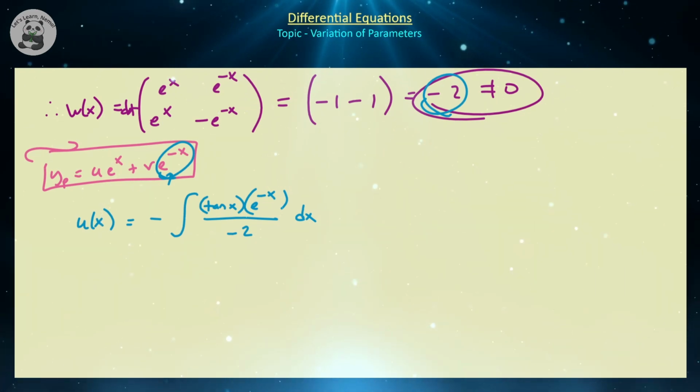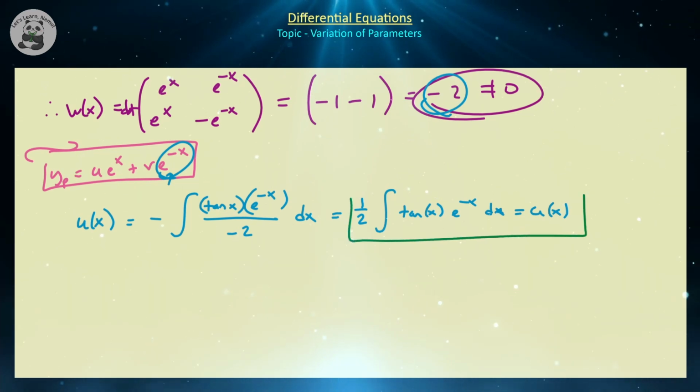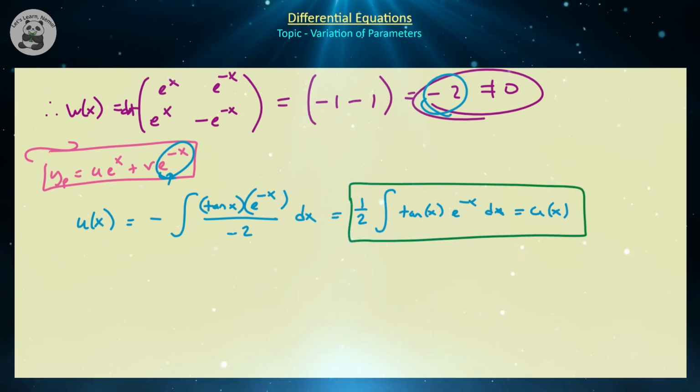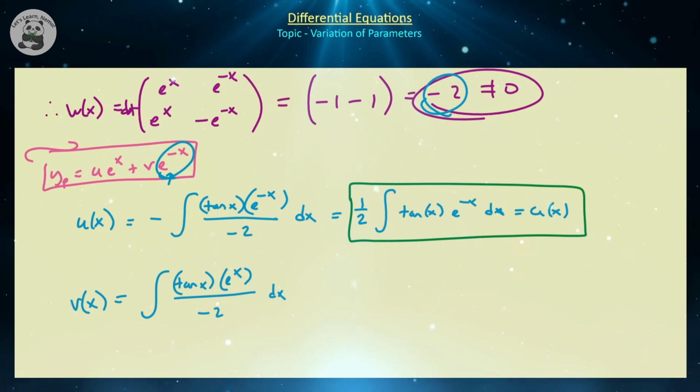So once we sort of clean this up just a little bit, we're going to have that u of x is equal to the half integral of tangent of x times e to the minus x dx. So that's actually going to be our u. It's actually quite a nice integral to look at. And our v is going to be equal to the positive integral of our f of x function times y1, which we've defined to be equal to e to the x, all divided by our Wronskian, which is going to be minus 2.